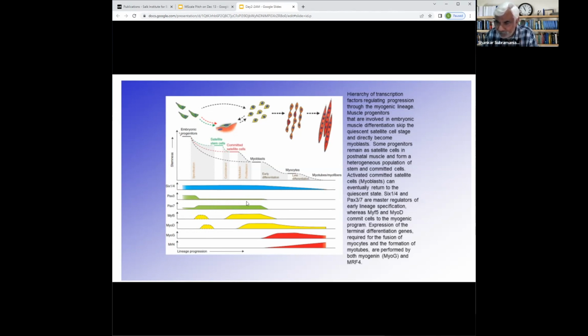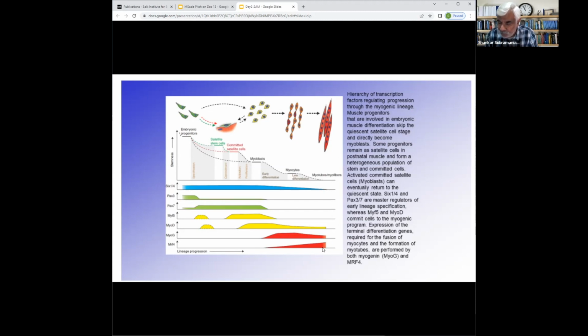And I'm going to show you all of this from a very different perspective in a few minutes. And then when you go into myoblast, you start getting increased MYF5 expression, increased MyoD expression, which persists all the way into myocytes. And when you go into mature myocytes and myotubes, you start getting MyoG, which is a transcription factor, and MRF4, which is also a transcription factor. And these define the skeletal muscle.